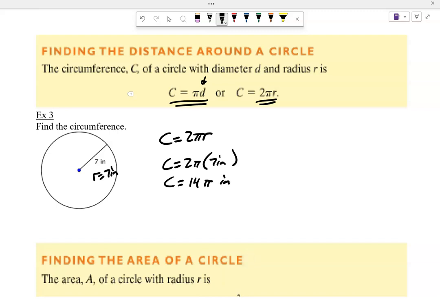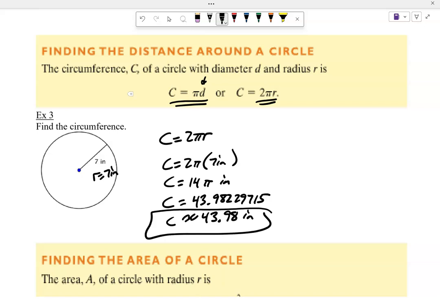And then I would go ahead and use my pi button on my calculator. So 14 times 3.14159, and so on, right? Use that pi button on your scientific calculator. You'll end up with 43.98229715, or approximately 43.98 inches is that distance around.